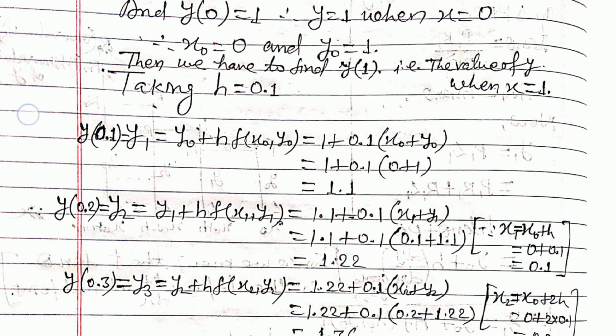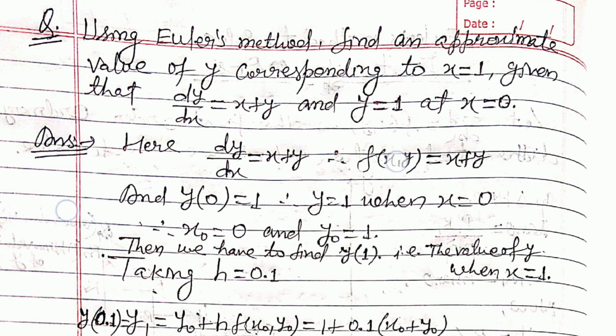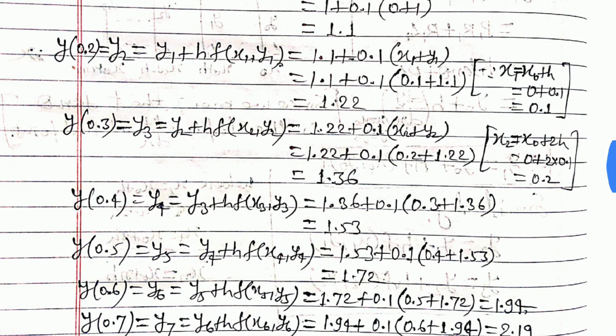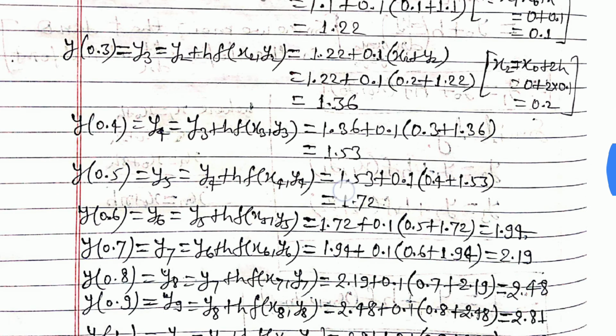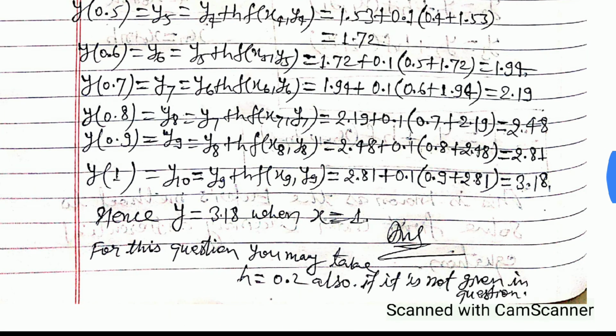Similarly we find y2. y2 is y1 plus h into f(x1, y1), and we substitute f(x1, y1), that is x1 plus y1, for this question. For other questions you may take the function of two variables x and y as given. Similarly we can find y3 by substituting x2, y2 in this function, and likewise y4, y5, y6, y7, y8. The final one, y10, the value of y when x is equal to 1, will be y9 plus h into f(x9, y9).